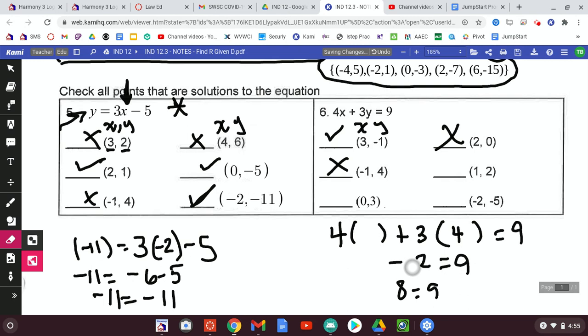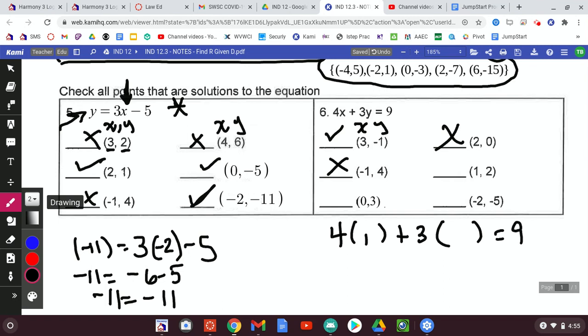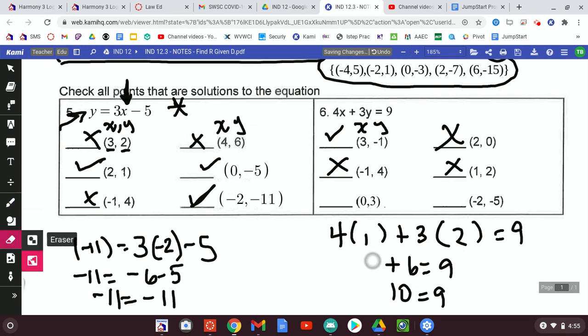And then we're going to put in the point (1, 2). And when we put the 1 in the x spot and we put the 2 in the y spot, we get 4 times 1 is 4, and 3 times 2 is 6, and 4 plus 6 is 10. 10 does not equal 9, so that is not a solution to our equation.